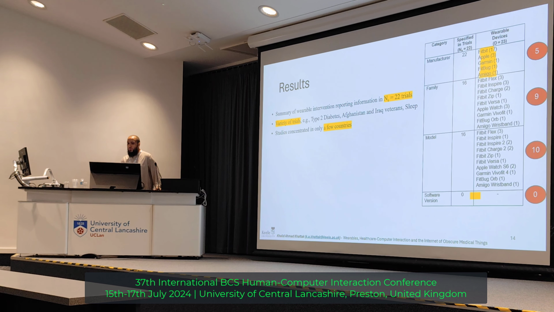The main result we got is shocking. None of them mentioned the version number of the software or firmware used on the devices.